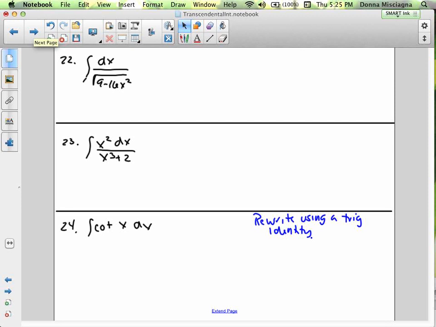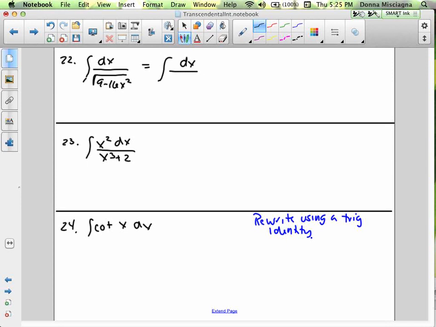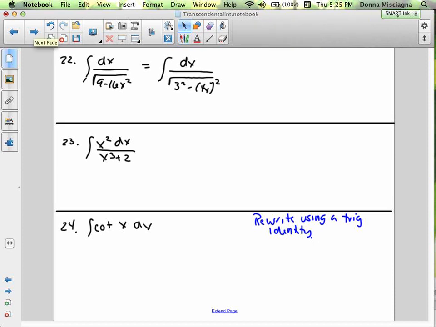The integral of dx over the square root of 9 minus 16x squared. I want to rewrite that first. All right, so dx over the square root of 3 squared minus 4x squared. And I hope you know what this one is.